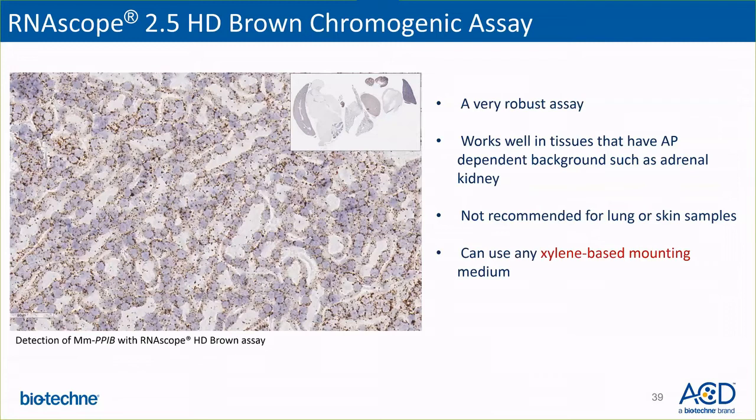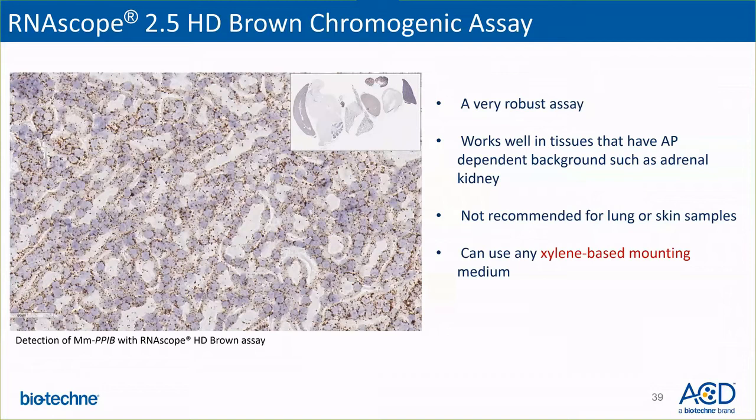For the chromogenic Brown assay, it is one of our most robust assays. It is an ideal assay for tissues that have AP-dependent backgrounds, such as kidney. But this assay is not ideal when using tissues that are subject to pigmentation, such as lung or skin samples.